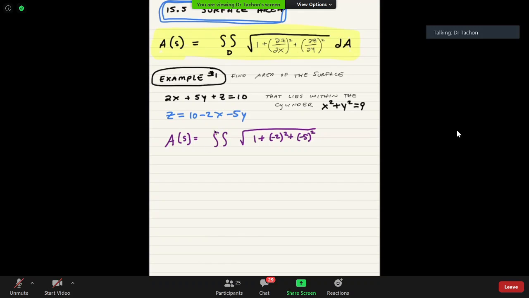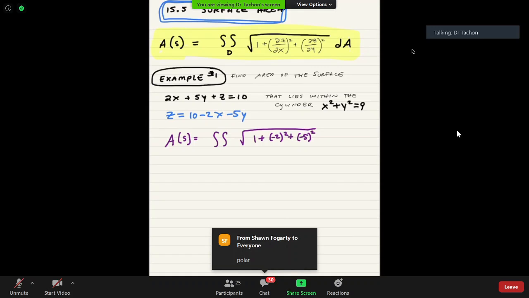Now look at the bounds and dA. Look at our base. What is our base? It's a cylinder: x squared plus y squared equals 9. So what do you think we want to do with this? It doesn't say anything; all it says in the directions is find the area. Yes, we definitely want to do polar.